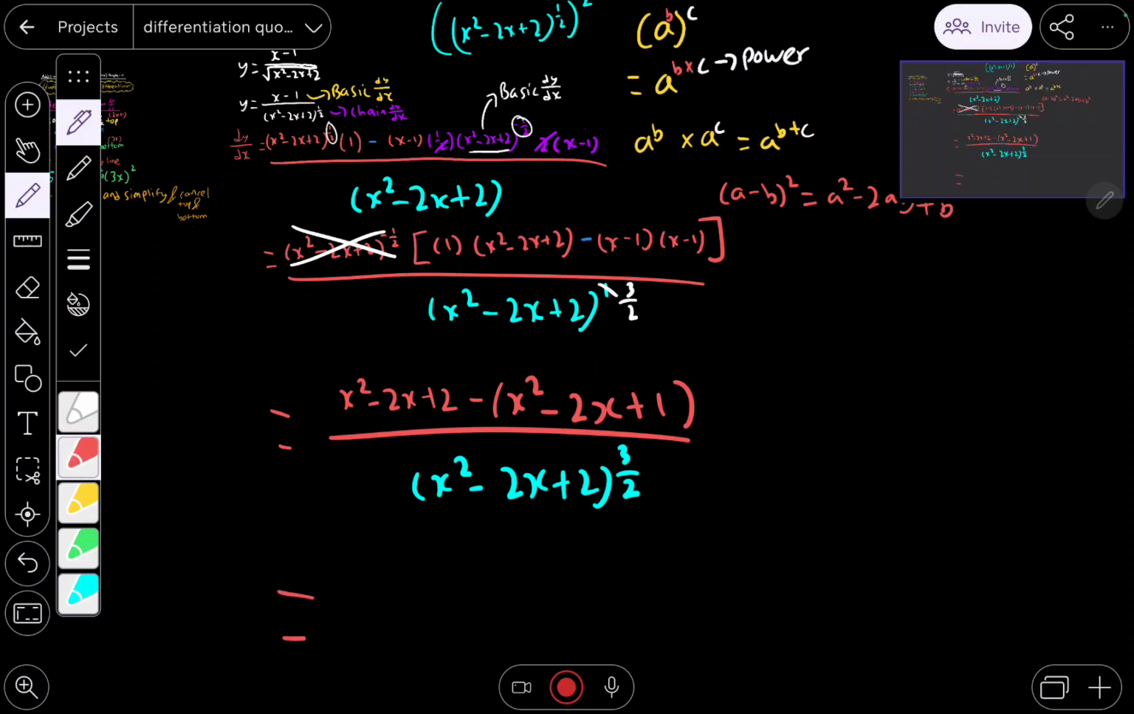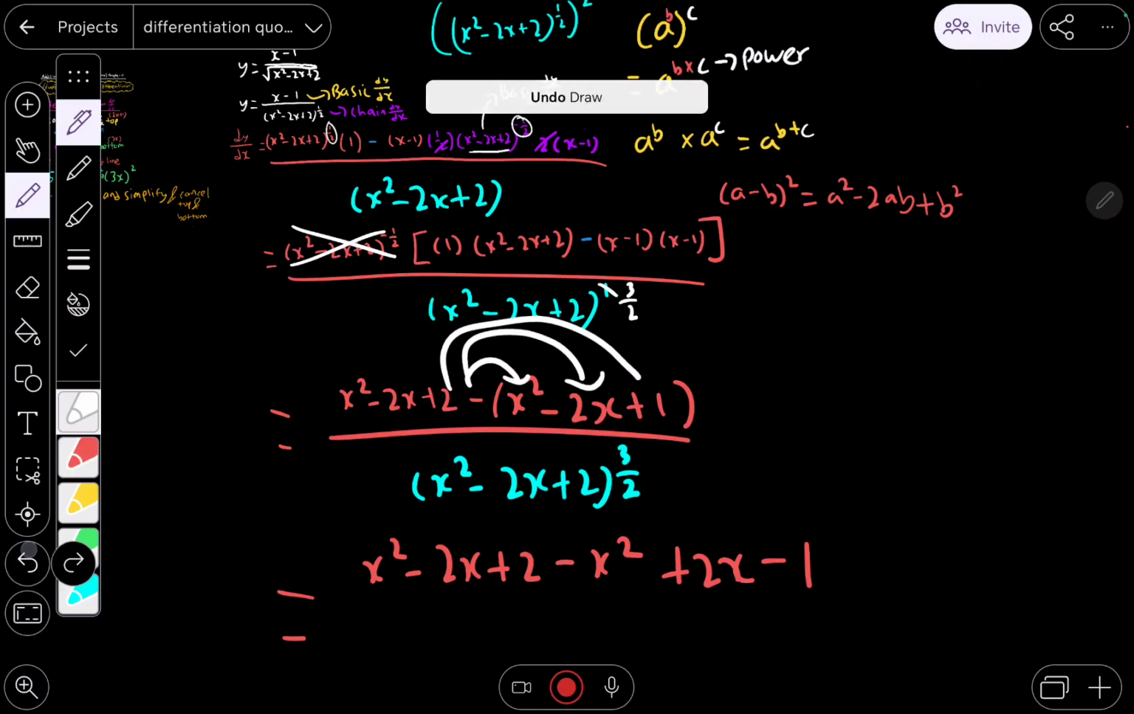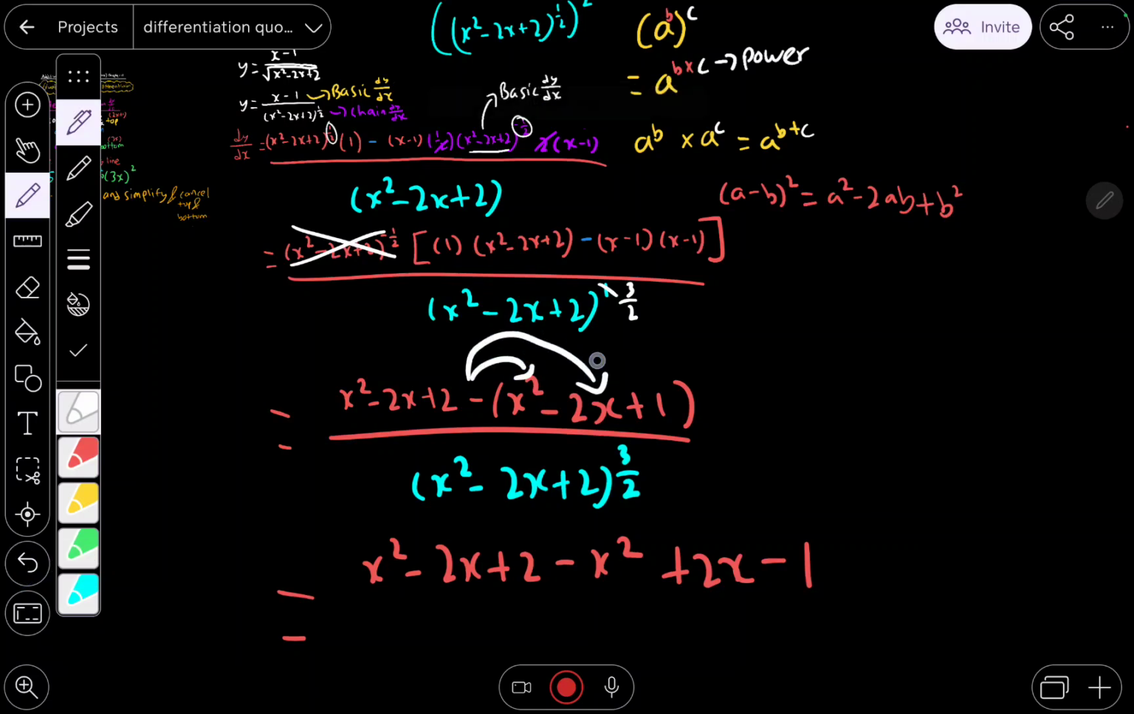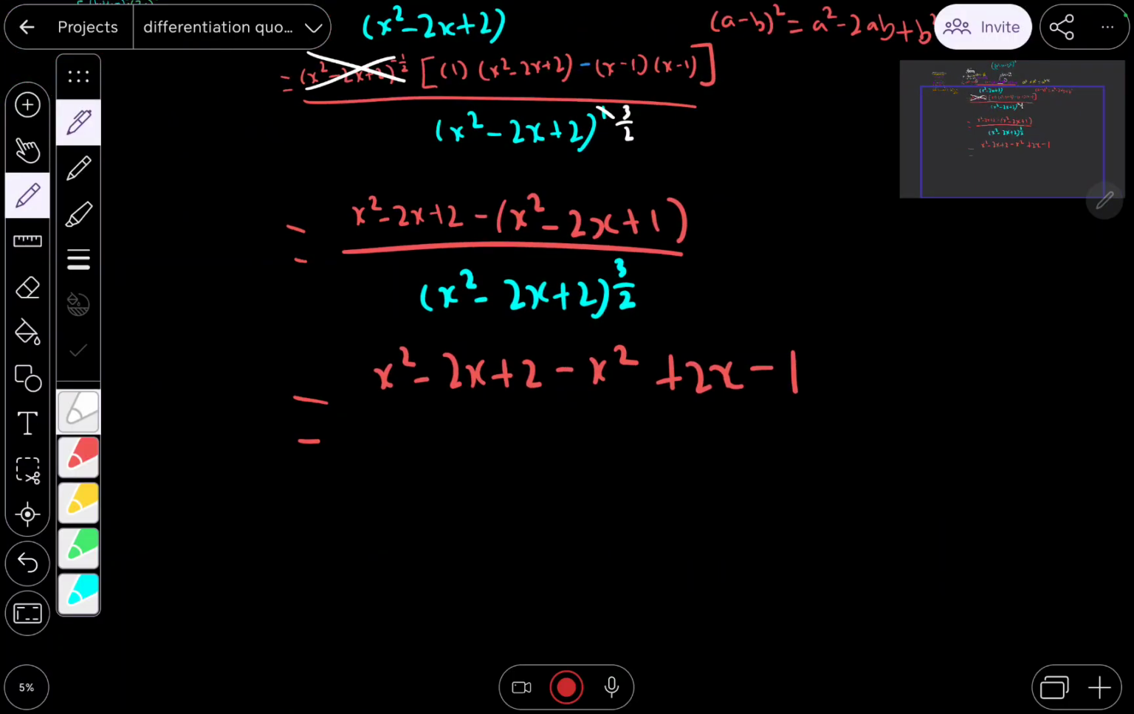So this will be equal to, I'll just write everything out in one shot here. So minus x squared, minus 2x becomes positive 2x, minus positive 1 becomes minus 1. I'm just doing rainbow like that, like that, and like that. Hold on. So you know what I'm doing, right? I'm just doing this, which is expansion.